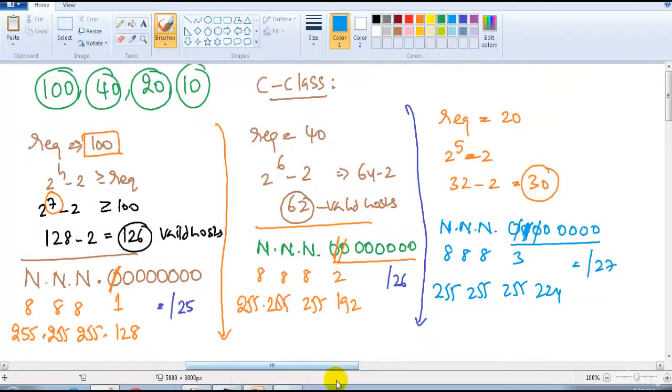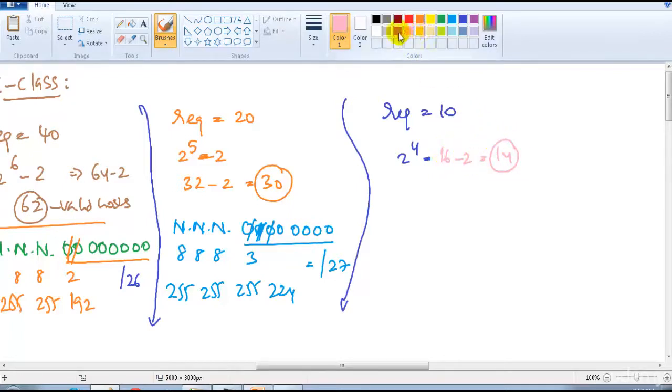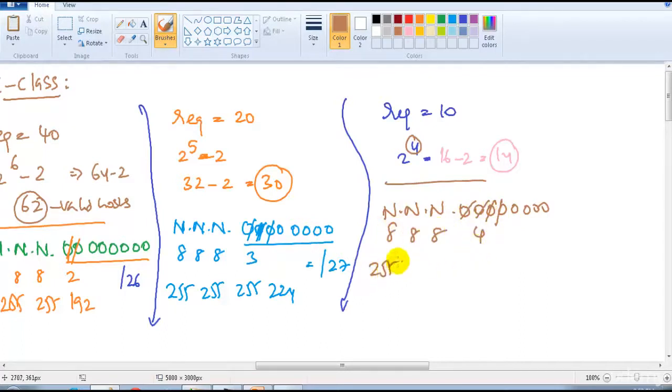Similarly, the next requirement is just 10. The nearest value that satisfies is 2 to the power of 4, which is 16 minus 2, so 14 is your valid host per subnet. Network host 1 2 3 4 5 6 7 8. So host bits I require how many? Just 4. So 4 get converted. It becomes 8 plus 8 plus 8 plus 4. So the subnet mask will be 255.255.255.240, and the slash value is /28.